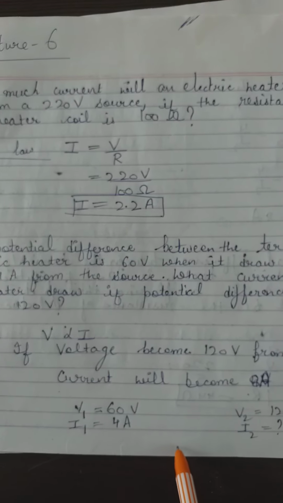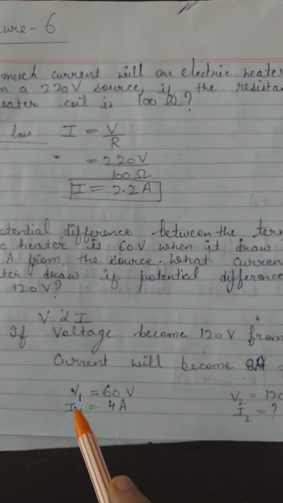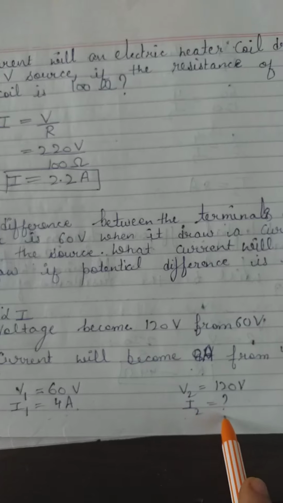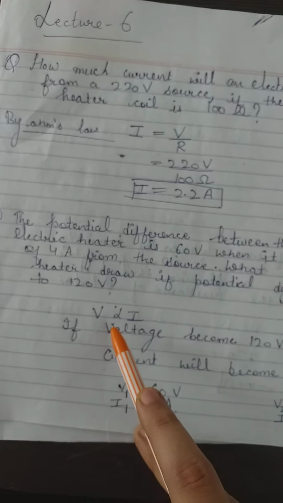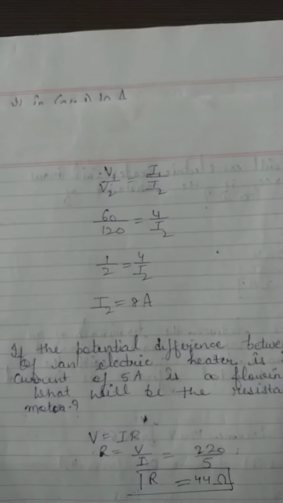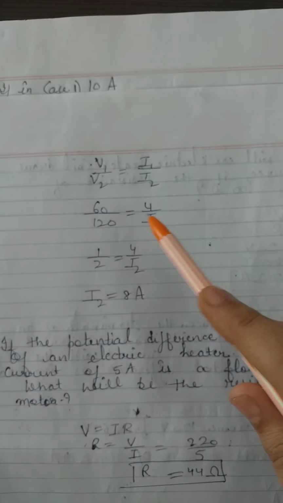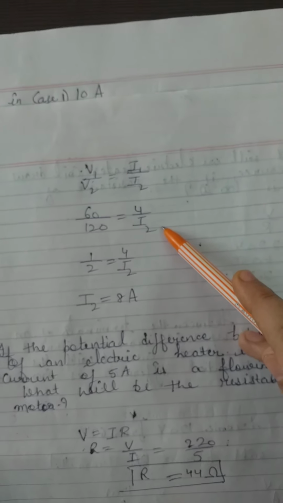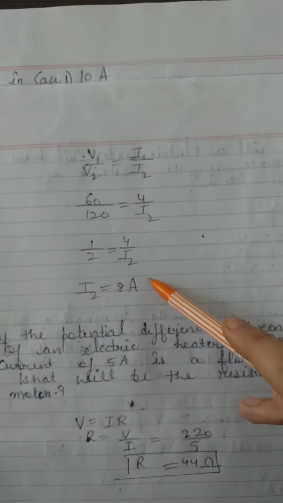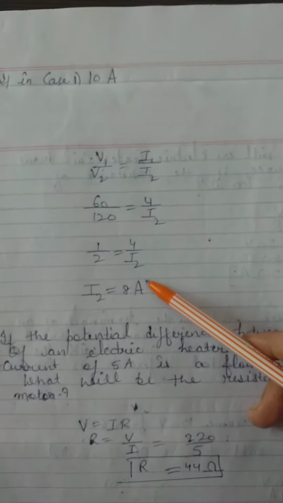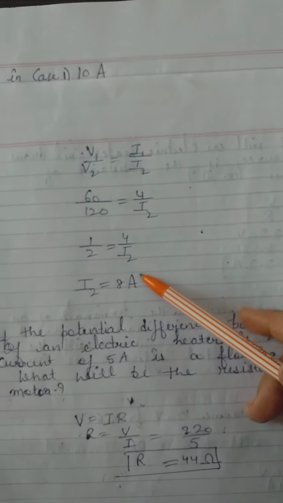If it carries a 2 marks question, as V1 is 60 volt, I1 is equal to 4 ampere, V2 is equal to 120 volt, I2 we have to find out. According to the formula, V is directly proportional to I, so V1 upon V2 is equal to I1 upon I2. Put the value of V1, that is 60, the value of V2, which is 120, the value of I1, 4, and you get the value of I2, which is 8 ampere. You can solve it numerically or theoretically, but if the question carries 2 marks, then you have to solve it numerically.